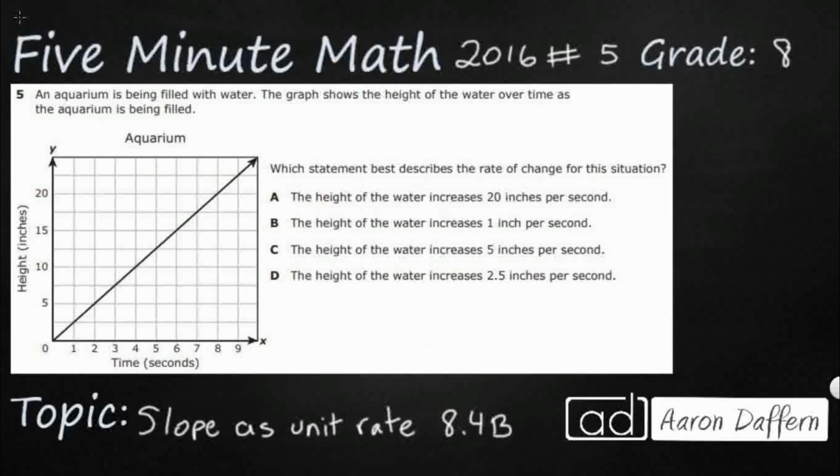Today we are looking at the 8th grade concept of slope as unit rate. This is standard 8.4b in the great state of Texas, and we are using item number 5 off the 2016 released STAAR test. If you have not done so already, please go ahead and take a moment to pause the video, work this problem out on your own, unpause it, and we will look at our answers together.